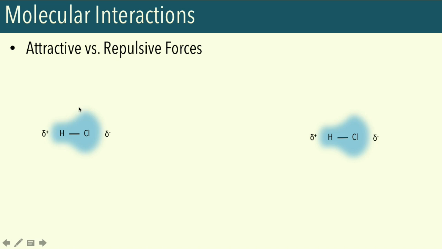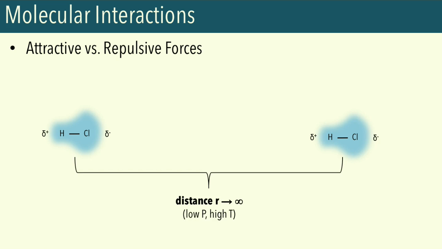So that's an attractive force. At this point, however, these two HCl molecules are pretty far apart from one another. Let's say that at these particular conditions, this distance r is pretty much approaching infinity. This occurs when we have really low pressures and high temperatures.